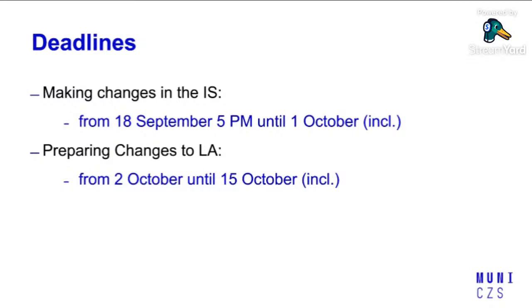After October 1st, no changes in courses are possible. The deadline is the final one, and no extension is possible. The deadline is set in the information system, and we cannot change it. The period when the changes to your learning agreement can be done starts on October 2nd and lasts until October 15th. You will have 14 days to make changes in your learning agreement. Also, I will remind you about the deadline in time.